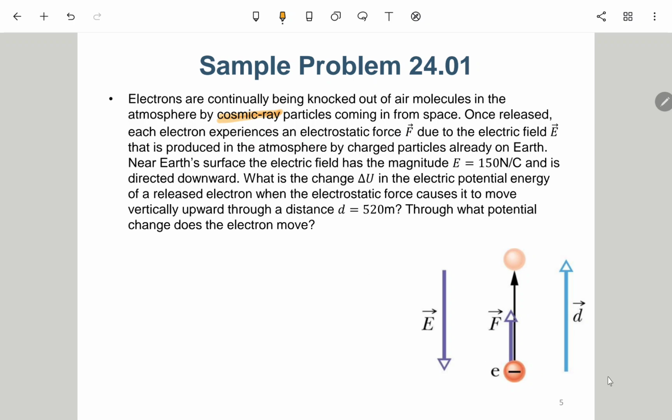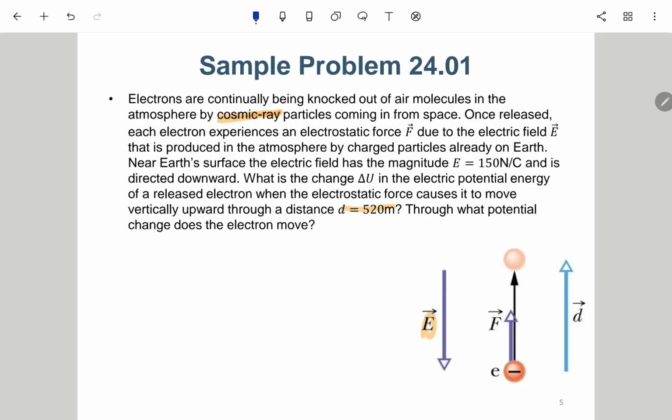Near the Earth's surface, the electric field has a magnitude E and is directed downward. So here we have an E field directed downward. What is the change delta U in the electric potential energy of a released electron when the electrostatic force causes it to move vertically upward through a distance D equals 520 meters? So through what potential change does the electron move?